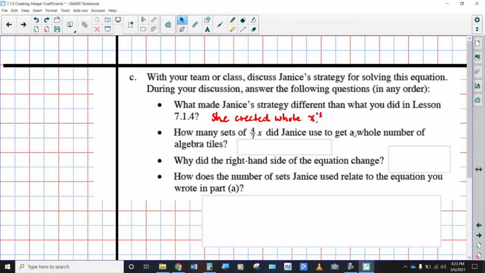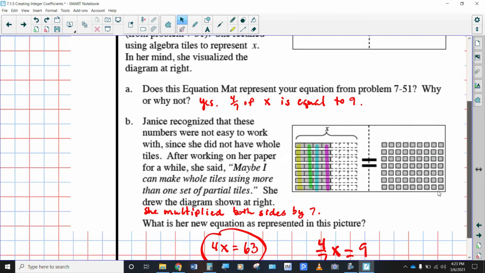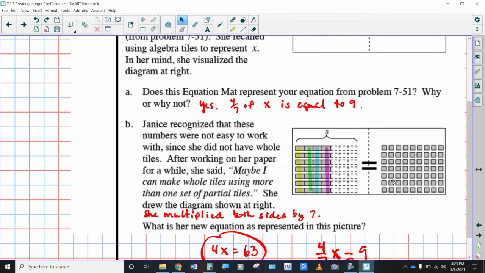And by doing that, she created whole x's. So how many sets of 4/7 of x did Janice use to get a whole number of tiles? That was 7 sets. So by multiplying both sides times 7, she created 7 sets of 4/7, which resulted in 4 sets of x's. I guess that's the way to think about this.